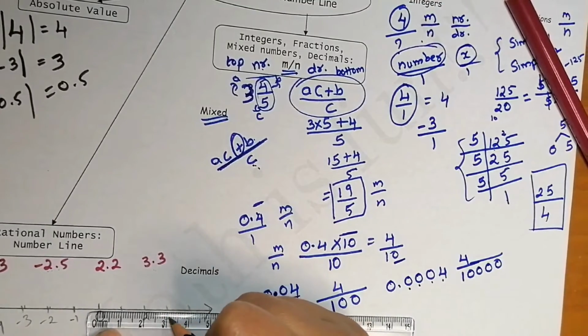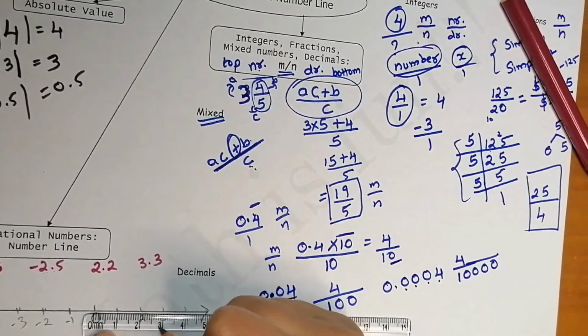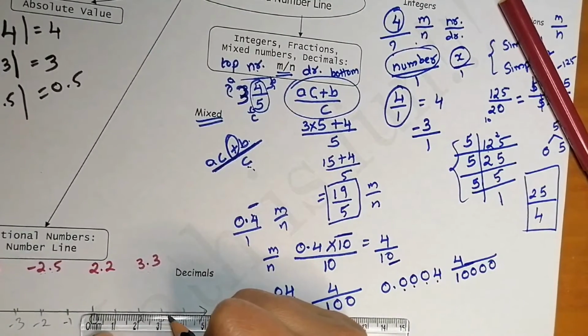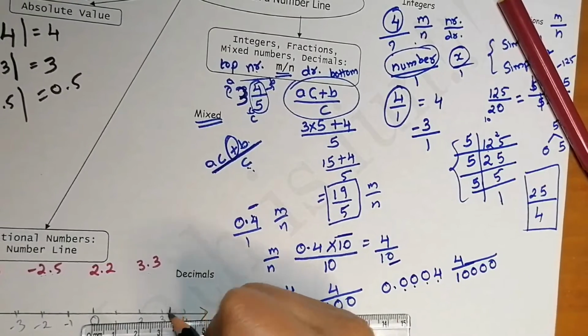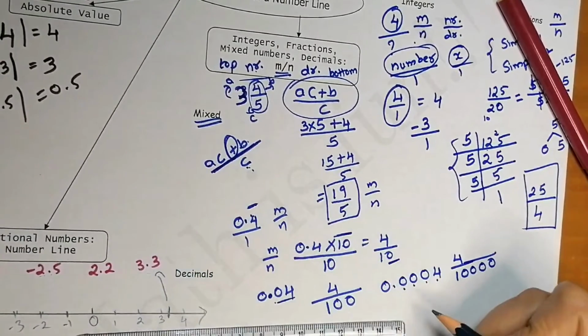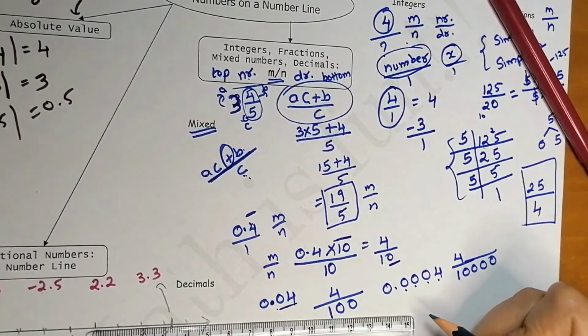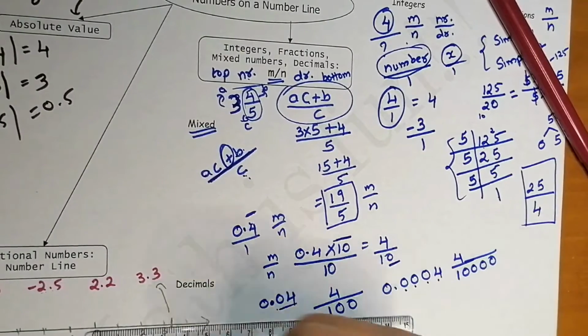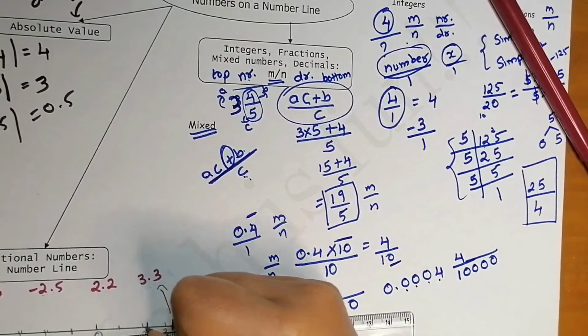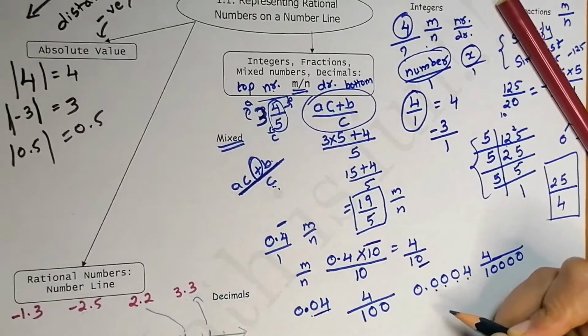So 3.3. I'll take 3 points, right? 3 is here already. 1, 2, 3. So this is where my point is. So this is 3.3. Now 2.2. It's between 2 and 3. So 2 and 3 is here. So 1 and 2. So this is again 2.2.